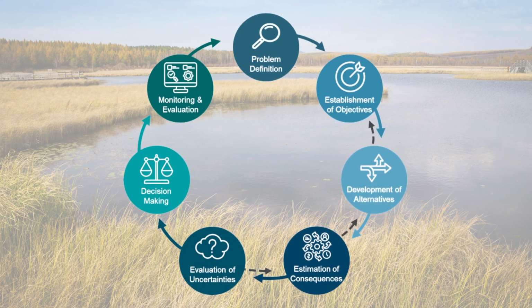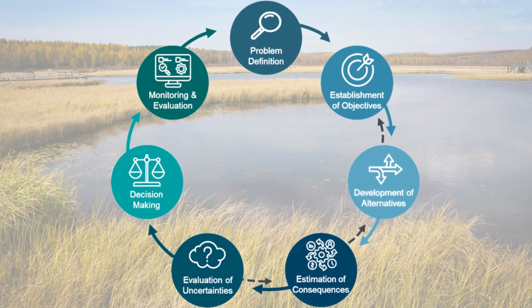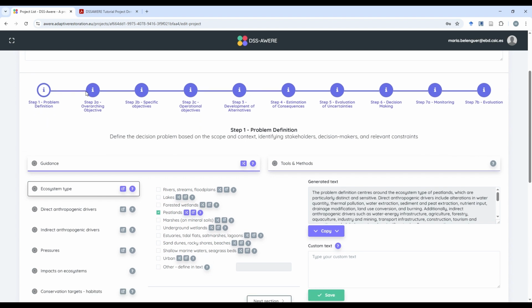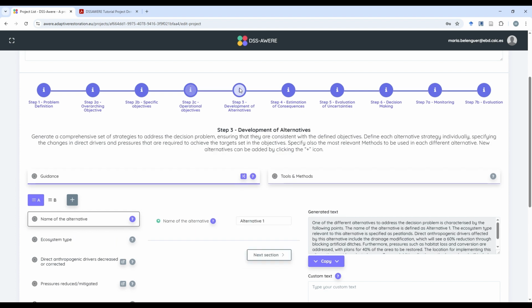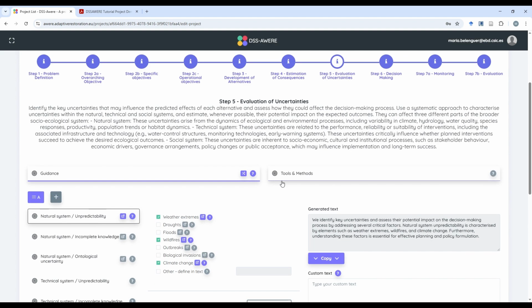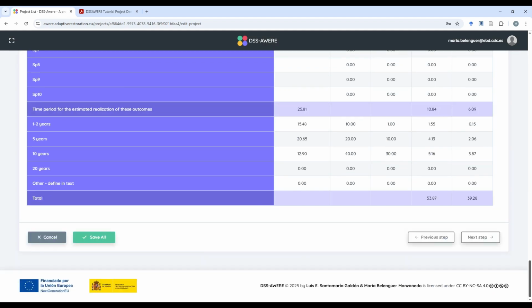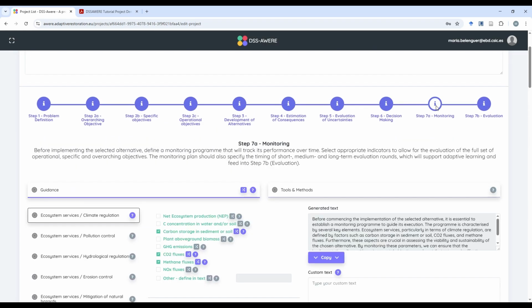The web platform operationalizes a 7-step decision-making process. At each step, it supports decision makers by clarifying the decision context and objectives, comparing alternatives and their expected effects, highlighting uncertainties, and supporting a multi-criteria analysis before guiding the selection of monitoring indicators.